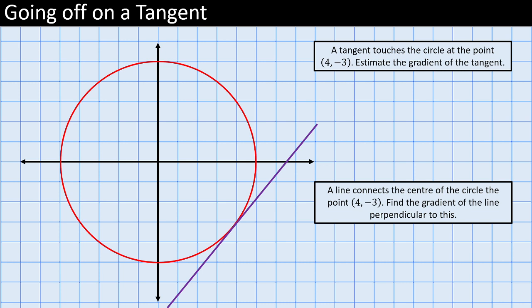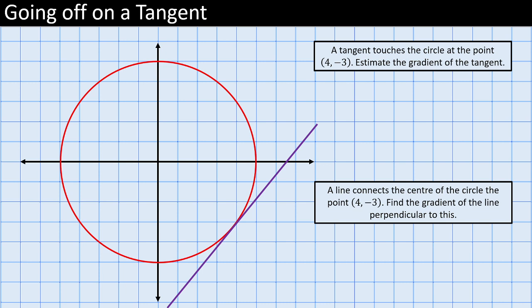Now, tangents. We have a tangent that touches this circle at the point 4, -3, so slightly different from before. Estimate the gradient of the tangent. So what we would do, if you remember, when we're looking at estimating gradients of curves, we would draw a tangent on the curve at the point that we are looking at, and we would work out the gradient of the tangent. So the line in purple for this screen here.